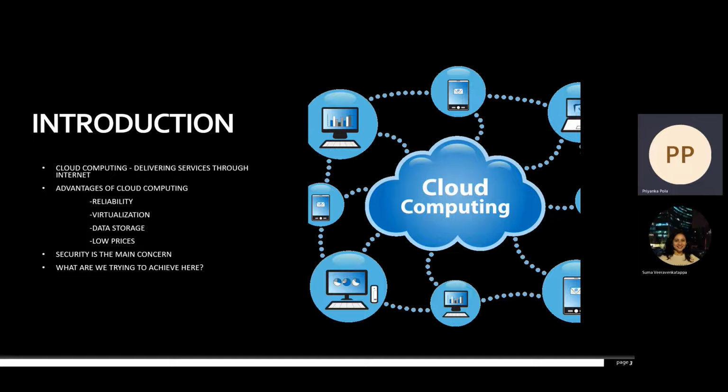So we're going to discuss more about cloud computing. Cloud computing is the delivery of various services over the internet. It has been around for more than 2 decades now, as many businesses have transferred their data from on-premises to the cloud. There are many advantages of cloud computing, mainly reliability, virtualization, data storage, and low prices.